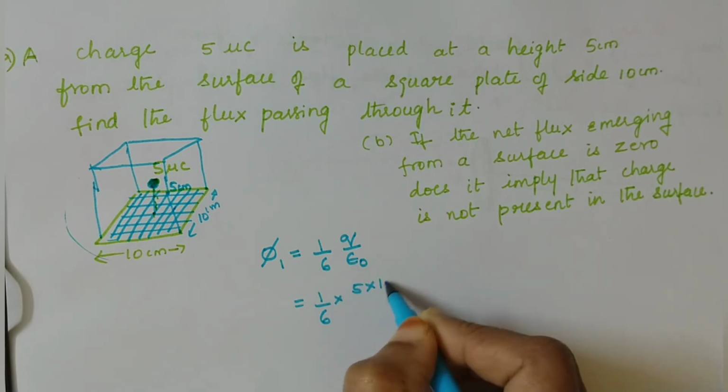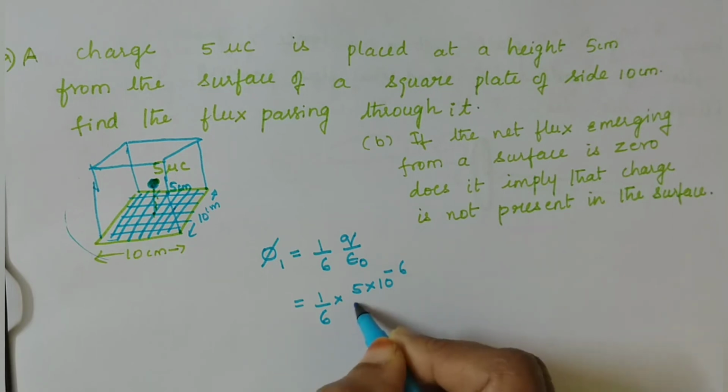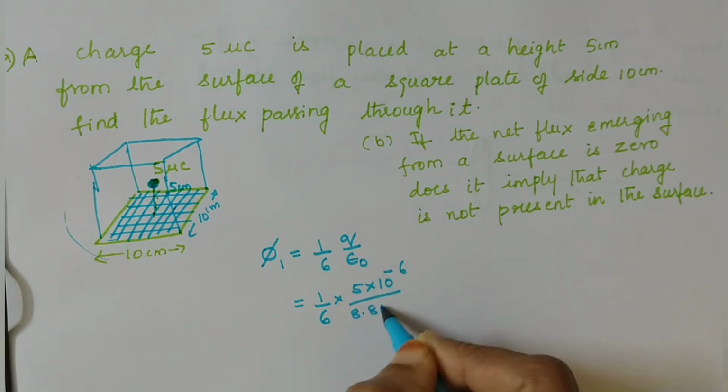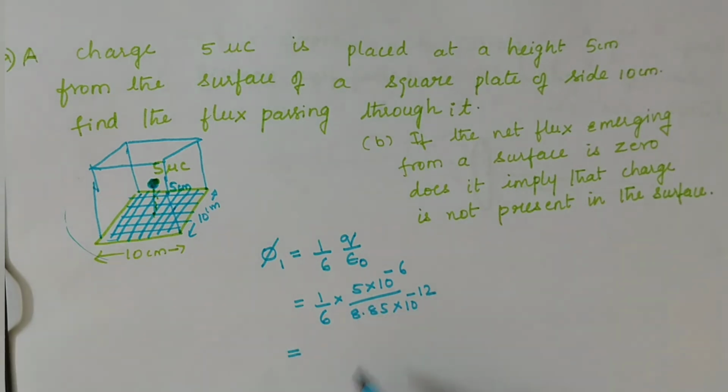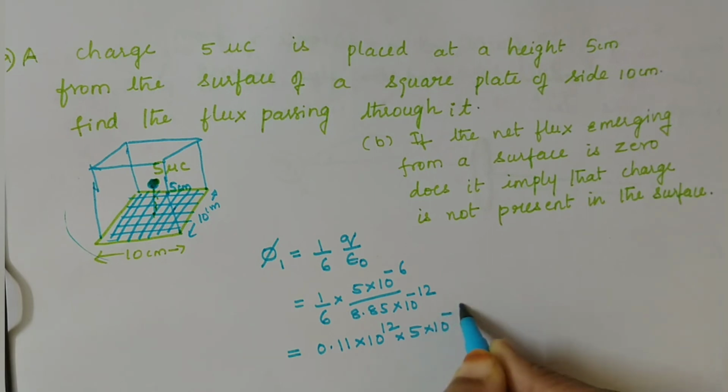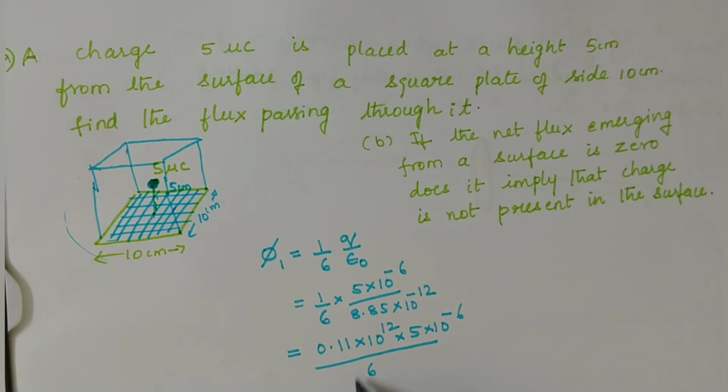Charge is 5 microcoulomb, 10 to the power minus 6. Epsilon naught is 8.85 into 10 to the power minus 12. You can simplify this. 1 by 8.85 comes out to be 0.11 into 10 to the power 12. 5 into 10 power minus 6 divided by 6. Simplify it. Nearly 0.1 into 10 power 6 Newton meter square per coulomb.